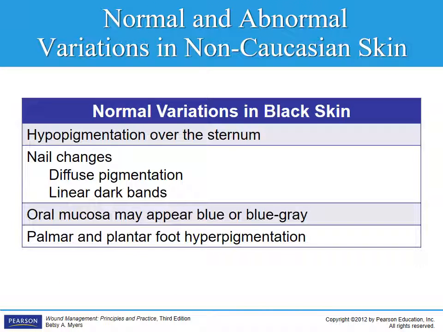Normal variations are hypopigmentation over the sternum, variations in the nail bed, so there can be different pigmentation and dark bands. And then you can see the oral mucosa inside the mouth can be blue or blue-gray. That's a normal variation in black skin. And then the palms and the bottom of the feet, you can see hyperpigmentation. These are all normal variations of the skin.